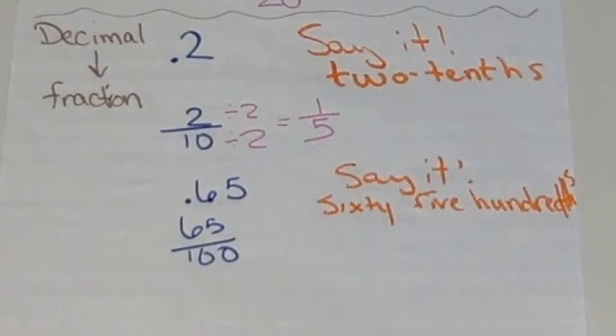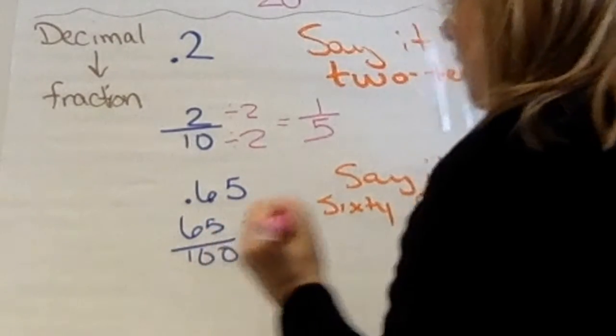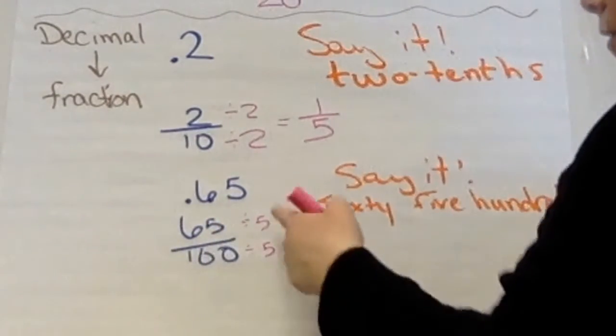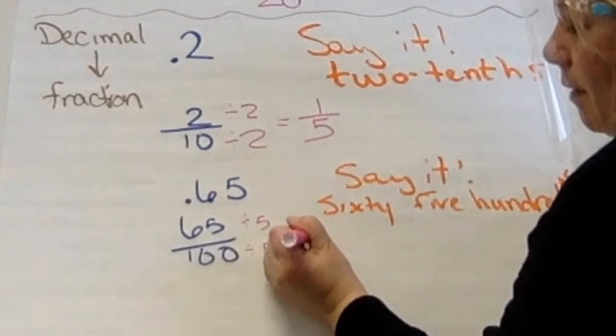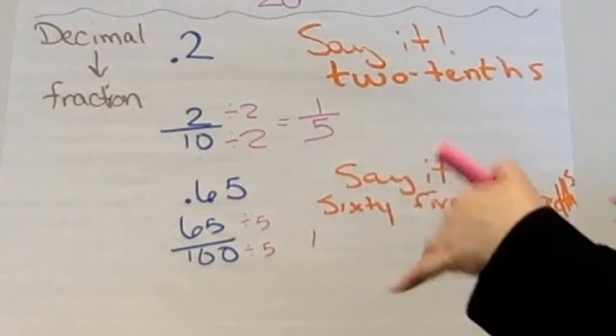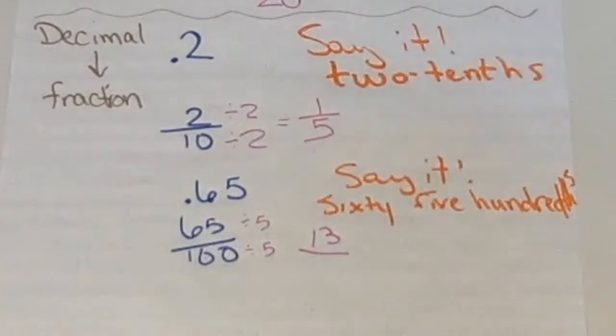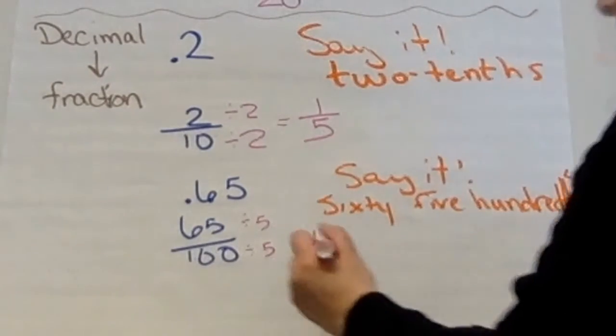And then, what goes into both those evenly? 5. Yes. What's 65 divided by 5? How does 5 go into 6? Once, and then I'd subtract, it'd be a 1. How many times does 5 go into 15? 3. Okay. And then how about 100? How many nickels are there in a dollar? 20. Okay.